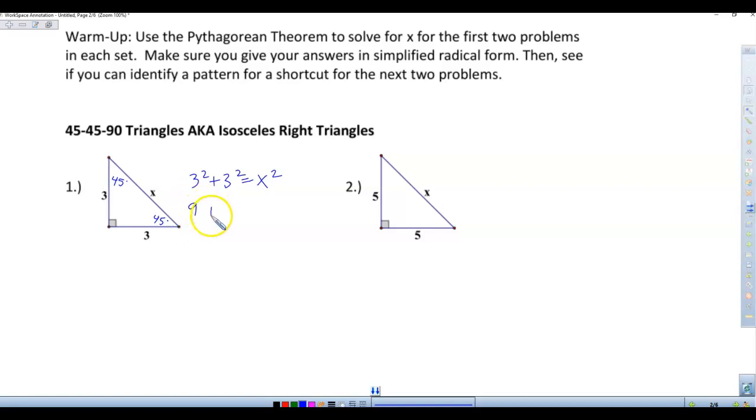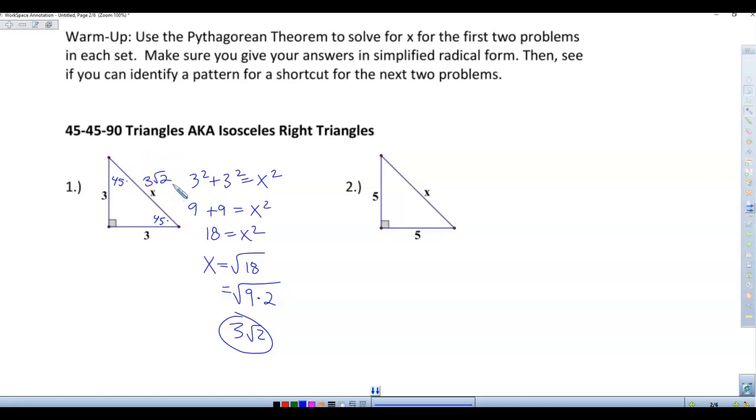So when I solve this now, I get 9 plus 9 equals x squared. So 18 is equal to x squared. Therefore, x is equal to root 18. Now when I simplify this, I see that the perfect square factor there is 9. So I have 9 times 2. And then I'm going to take the square root of 9, of course, and I would get 3 root 2. So x in this problem is 3 root 2.